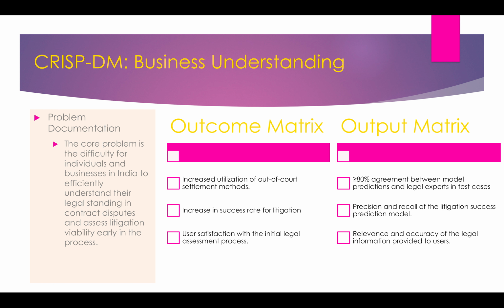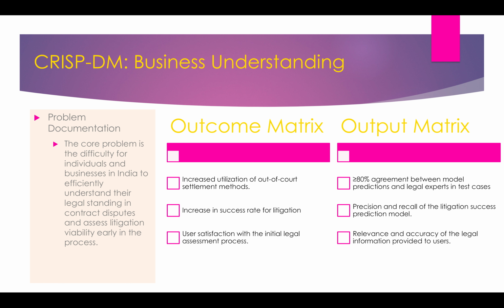With the understanding of the CRISP-DM process, we document the problem, short and sharp, and define the outcome and output metrics. The outcome metric, which we know is a management goal or a higher level of achievement planned, in our case is increased utilization of out of court settlement methods for businesses and individuals. The other goal is to increase the success rate of litigation, and then the user satisfaction score, which will be used to measure the outcome metric.